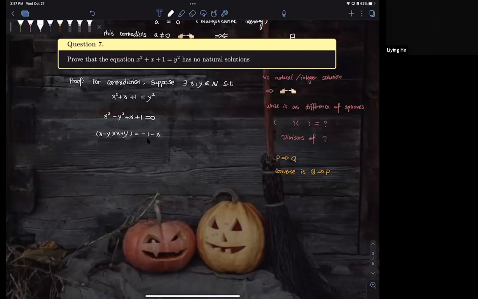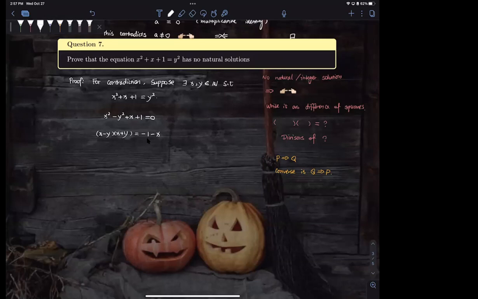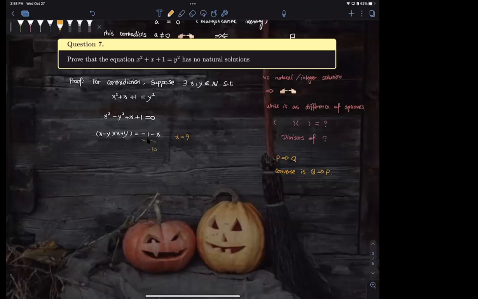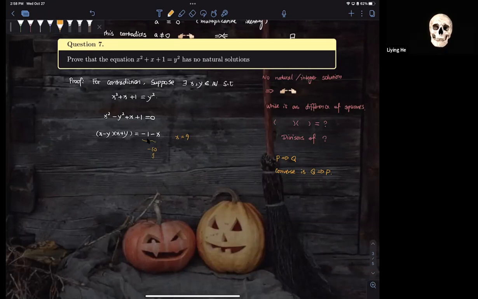Okay, what do you do next? And then from there, we can conclude that x minus y equals minus x minus 1, or x plus y equals minus x minus 1. Not necessarily, because for example, let's say your x is 9. Then this side is -10. -10 has many divisors. It's not necessarily 10, -10 and -1, something like that. So no, this does not work.